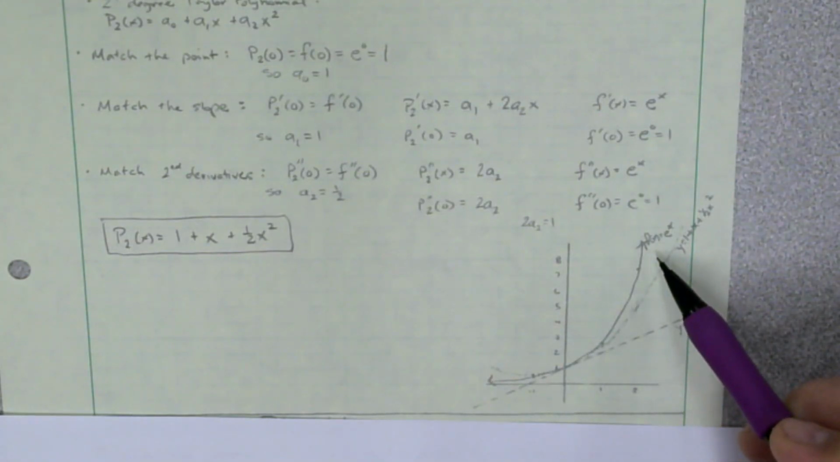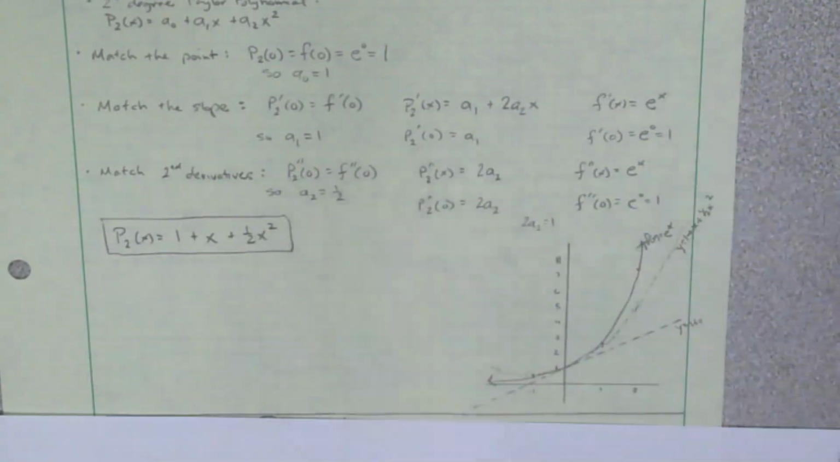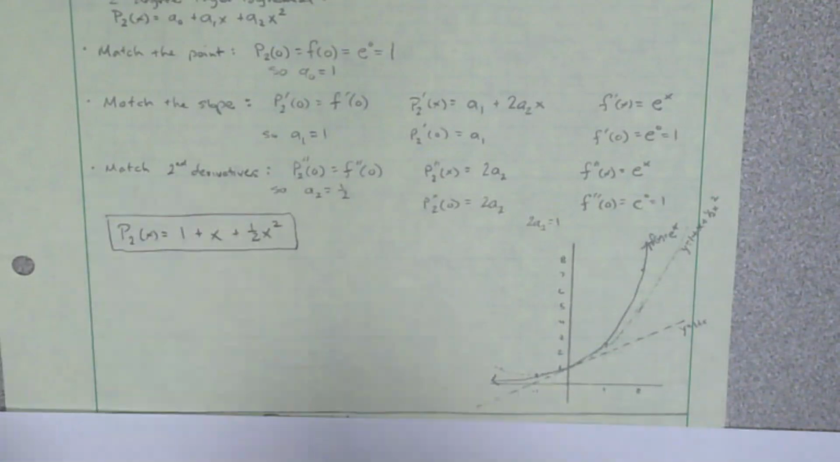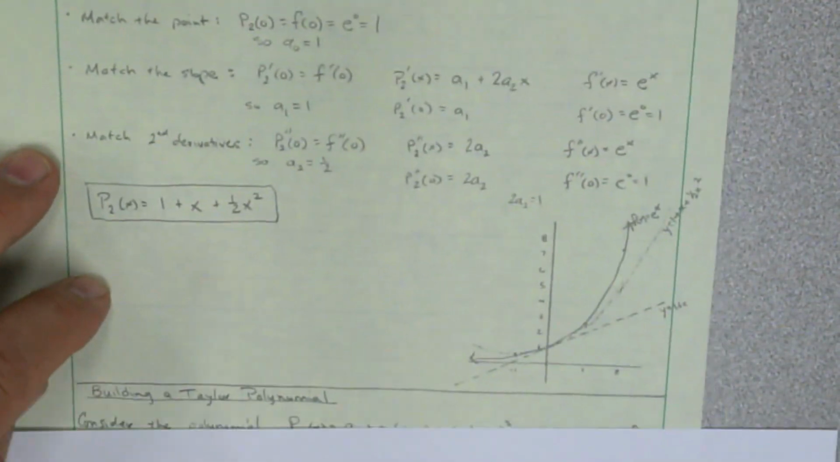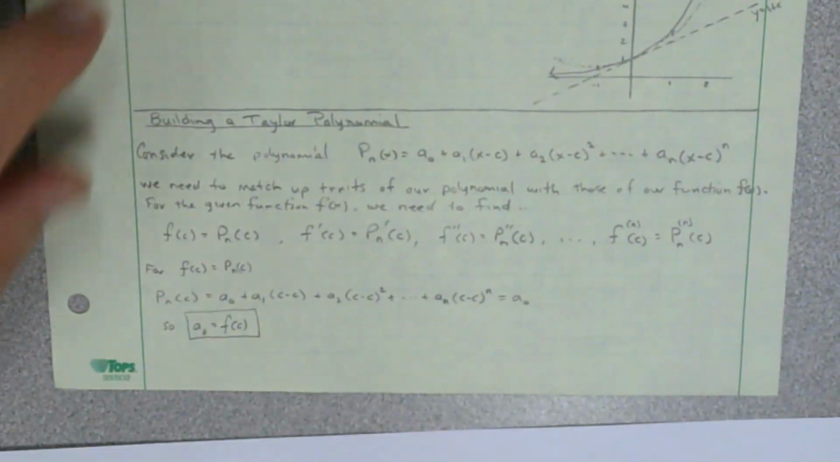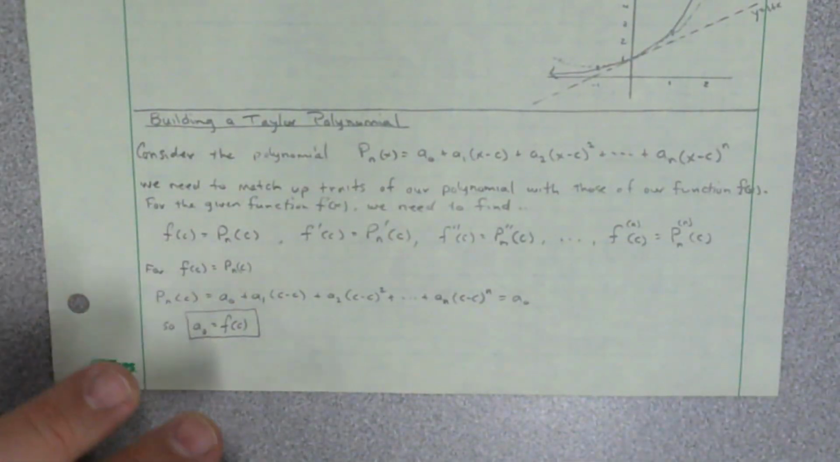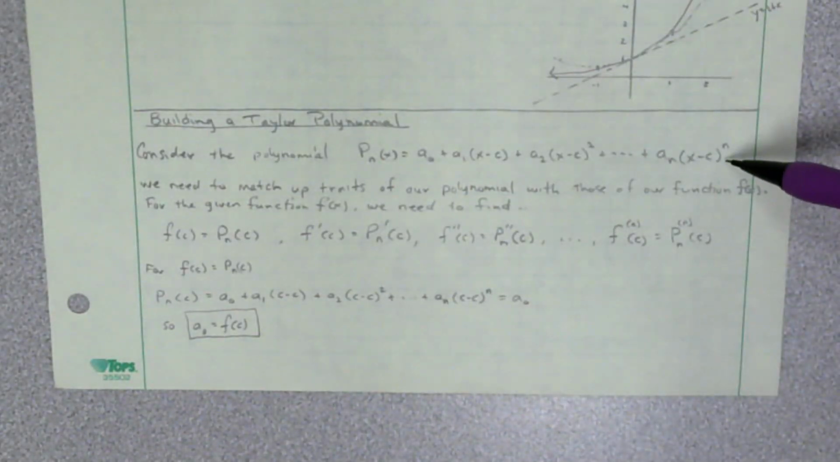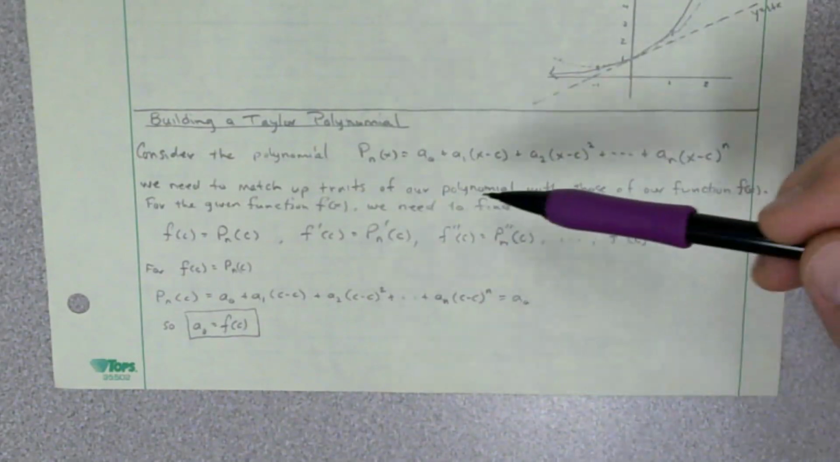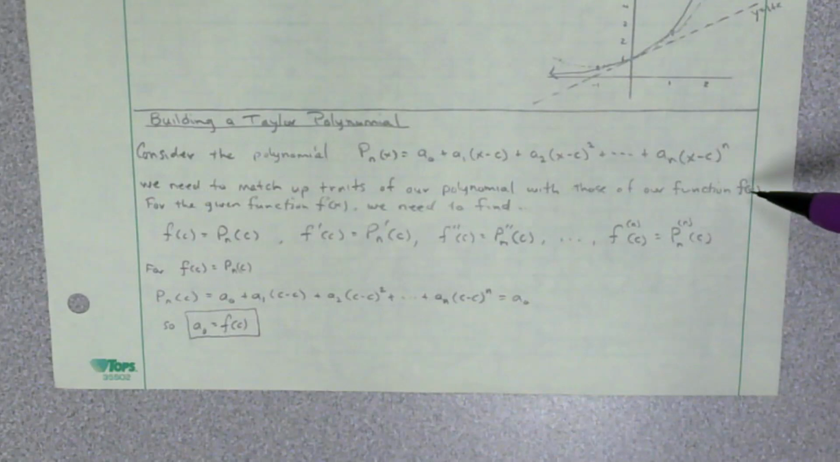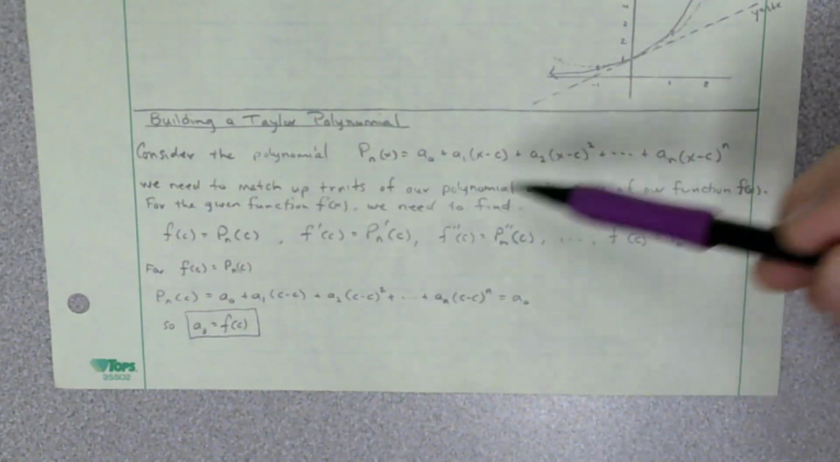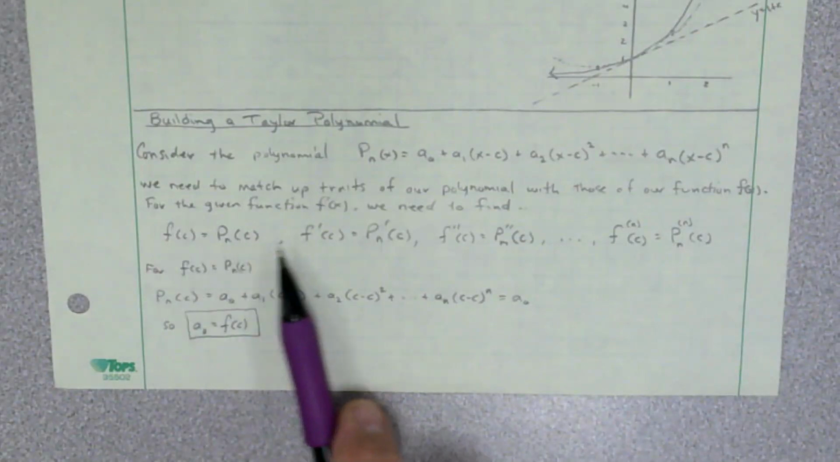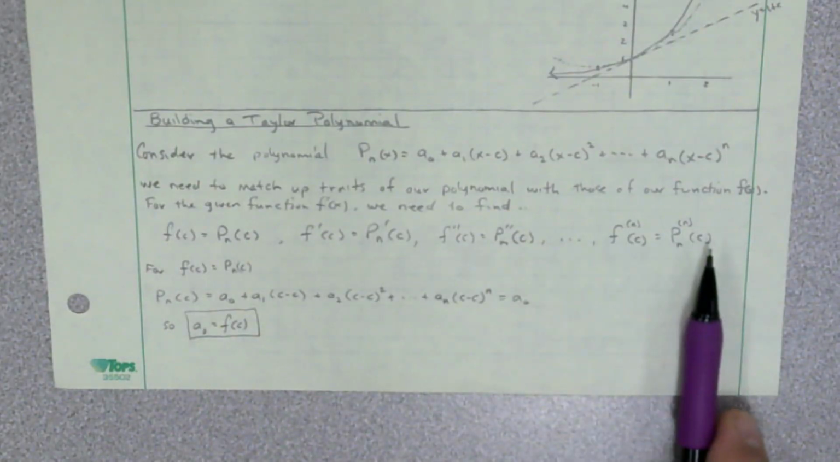And if I want to get even more, I just keep building a bigger and bigger Taylor polynomial around it. So how do I do that? What is a process I can follow that will help me? Let's look at that process and see what we can come up with. So how do I build a Taylor polynomial? Consider this polynomial all the way out here. This is the one centered around c. We need to match up traits of our polynomial with those of the function f of x. We need to find all of these derivatives and match them up to a polynomial.